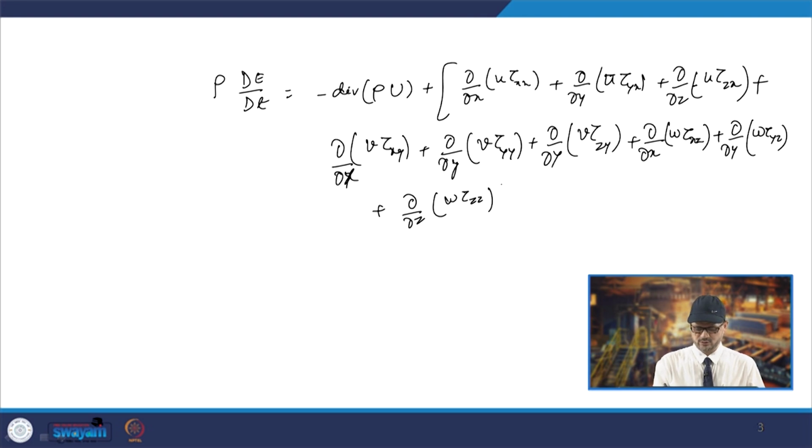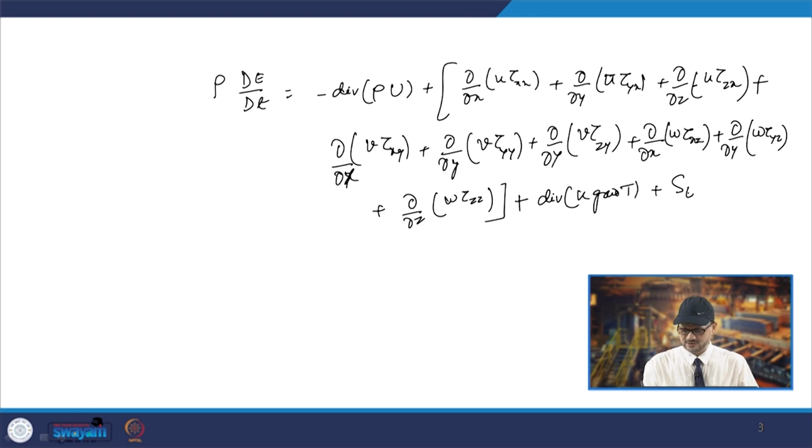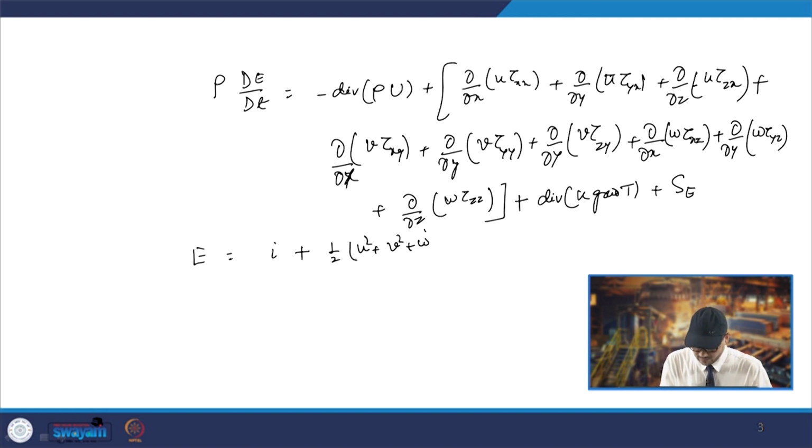So, this way you had the ∂(ρ)/∂t term, then you had the term div of k grad T, and you had the term S_E. So, this was the energy equation which we derived. Now, in that, E will be the internal energy I term, which will be for the temperature, and then you have the kinetic energy term, that is half of (u² + v² + w²).